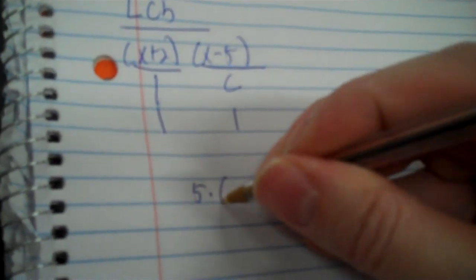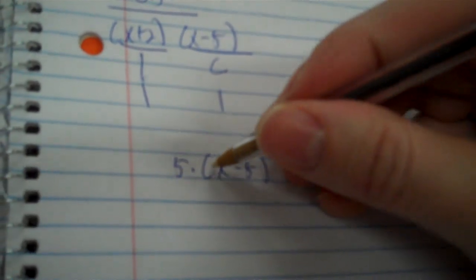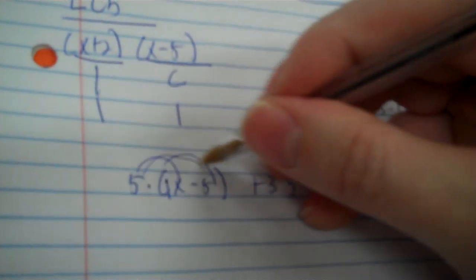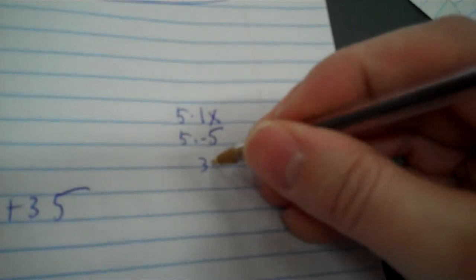Okay, so we have 5 times x minus 5 plus 35. So here we multiply, we take 5 times 1x, 5 times negative 5, and then the 35 can just be circled because you're not multiplying that. That's set. Negative 25, okay? Okay, so what do I have? Well, I got x and constants, so 5x, and then negative 25 plus 35 is 10.